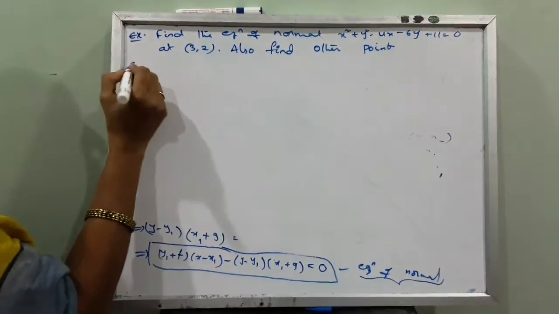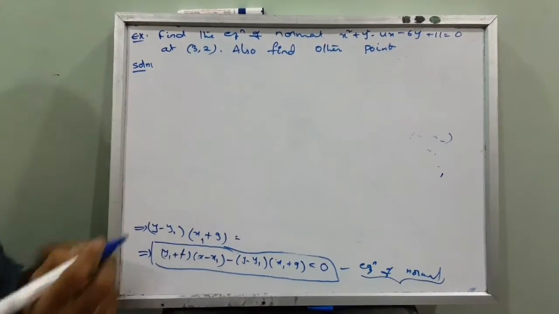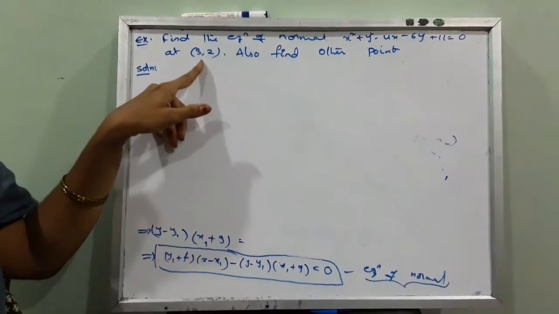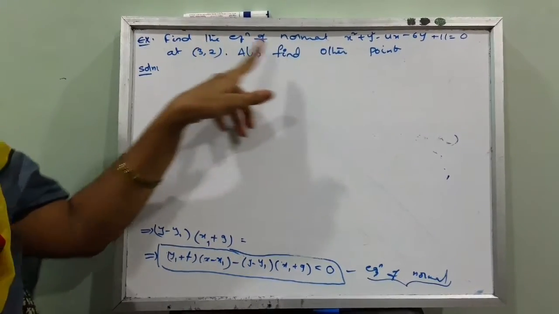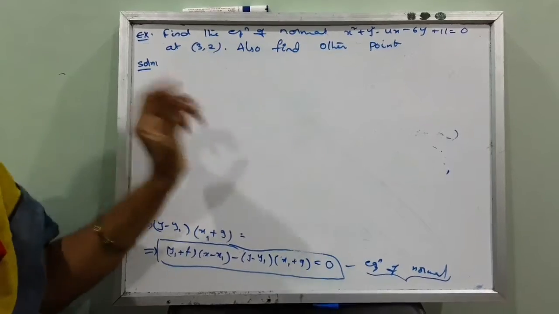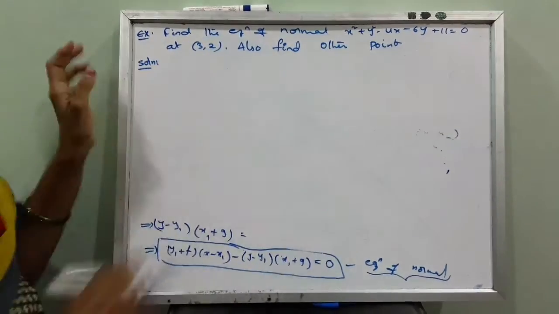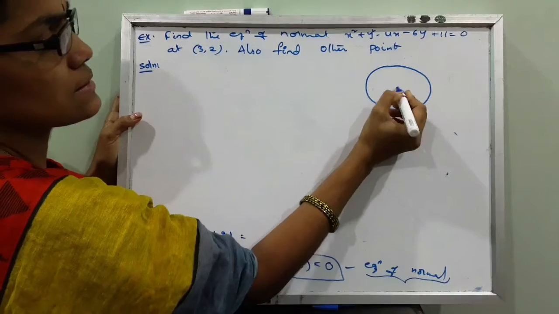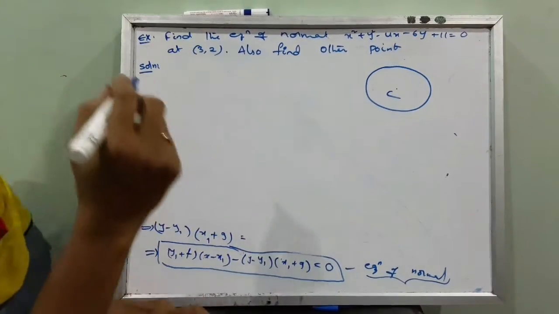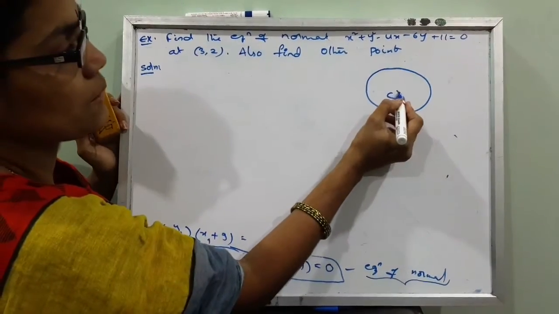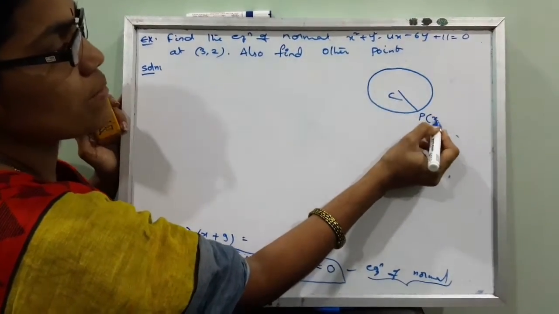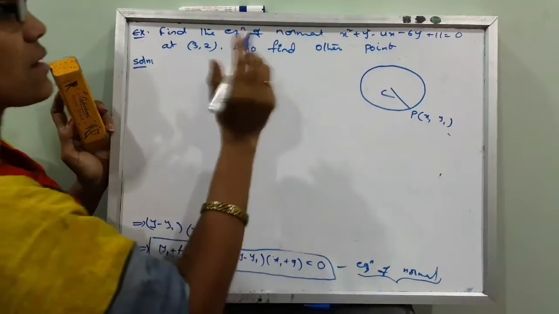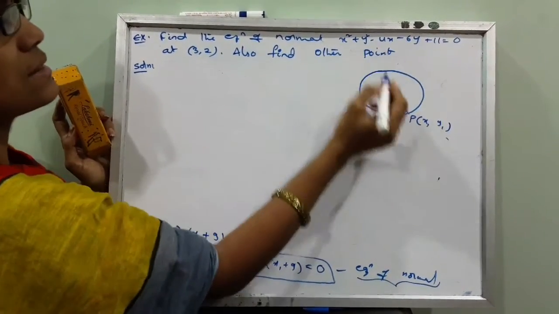Solution. What is given here? The circle equation is given and the point is given. We have to find the equation of the normal. Also find the other point. Let P(x1, y1) be any point. Here (x1, y1) is (3, 2).